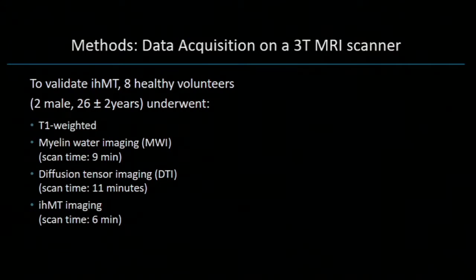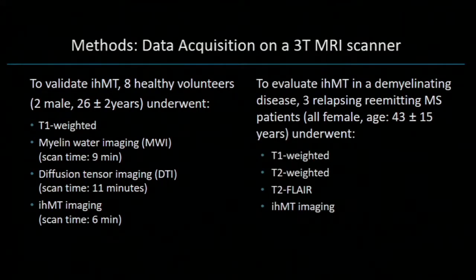For this purpose, we acquired data on a 3T MRI scanner, and to validate ihMT, we acquired data from 8 healthy volunteers with a really narrow age range to exclude the age effect. The data that we collected was myelin water imaging, diffusion tensor, and ihMT imaging data. And to evaluate ihMT in a demyelinating disease, we scanned 3 relapsing remitting MS patients with anatomical scans such as T1, T2, and T2 FLAIR images, and we also collected ihMT images from them.